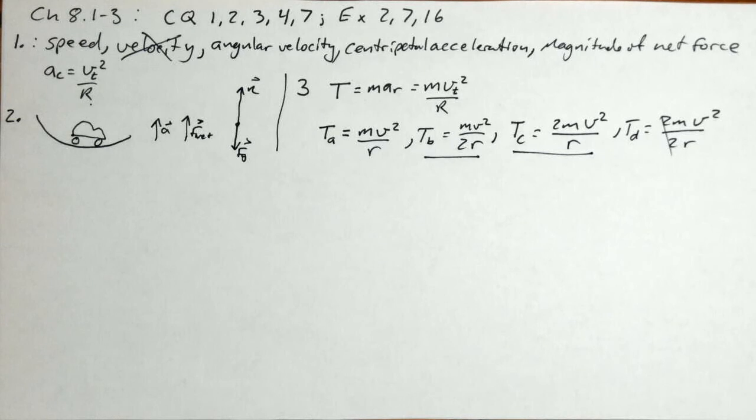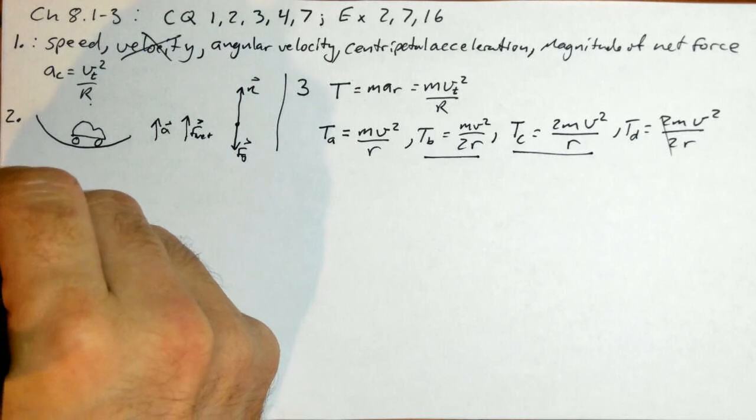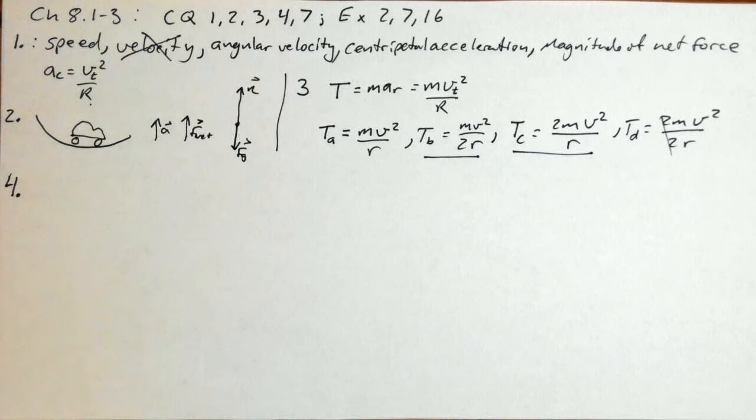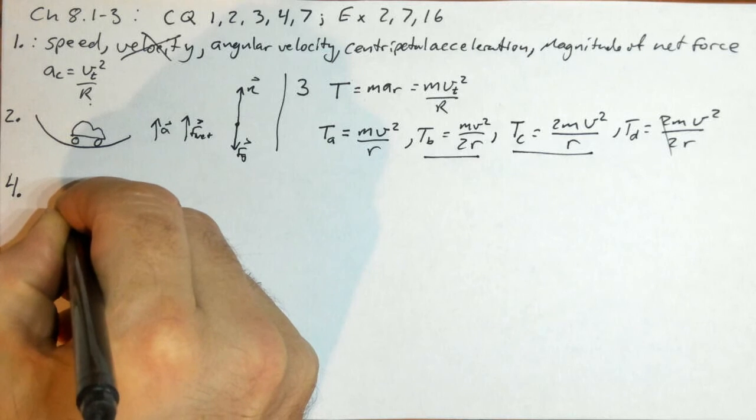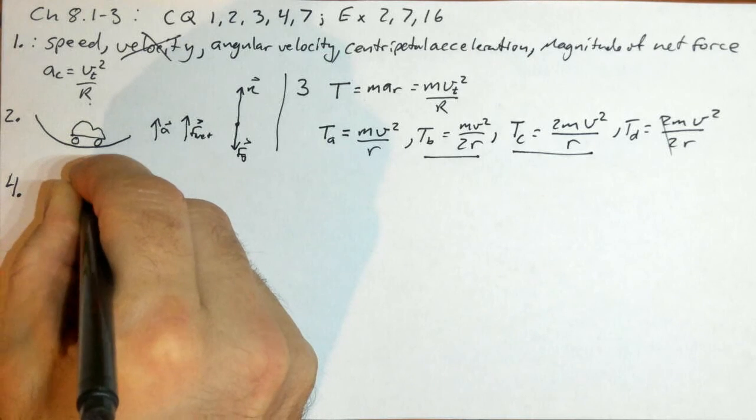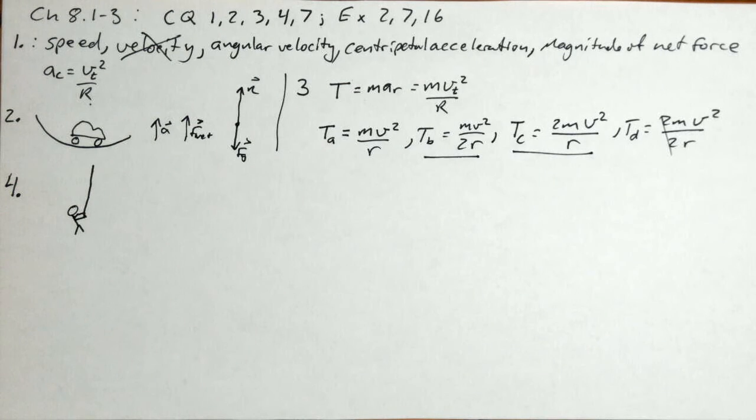Alright, let's look at 4. Go ahead and look at problem 4. Try and solve it. Okay, so here we have Tarzan swinging on a vine and is currently at the bottom of the swing. So Tarzan is swinging through a circular arc. And at that point, is the tension in the vine greater than, less than, or equal to the force of gravity on Tarzan?